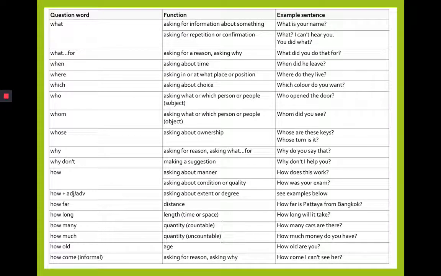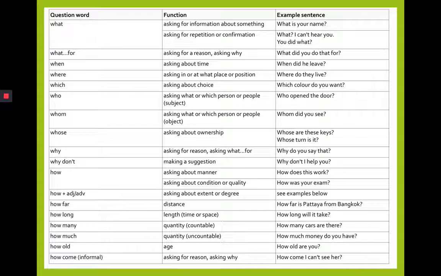Okay, so let's have a look at samples of WH questions. I think you guys are very familiar with this one. What, what for, what did you do that for, when, where, which is about choices, asking for choices, is it either A or B. So which color do you want, which meal do you prefer, and so on, right?